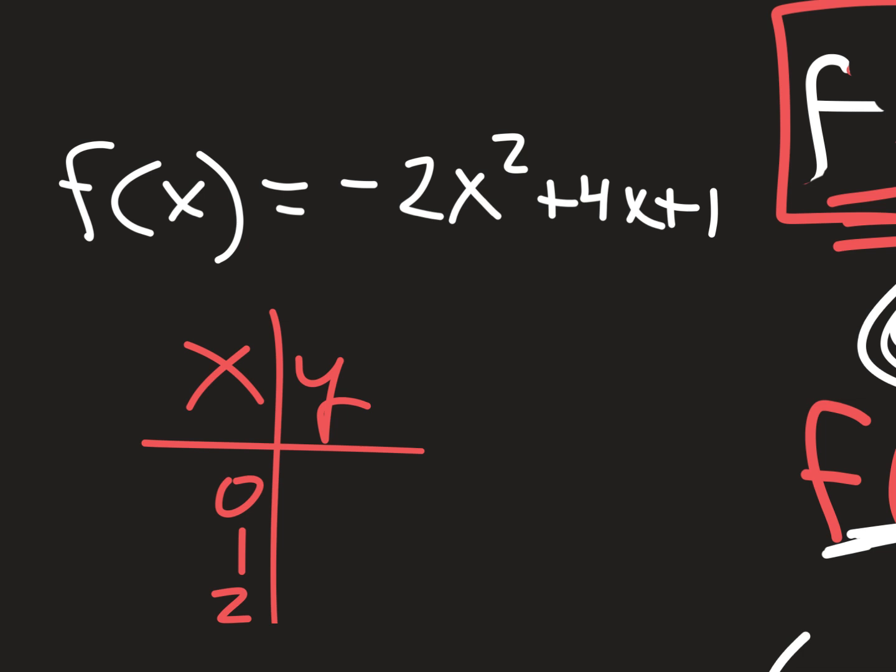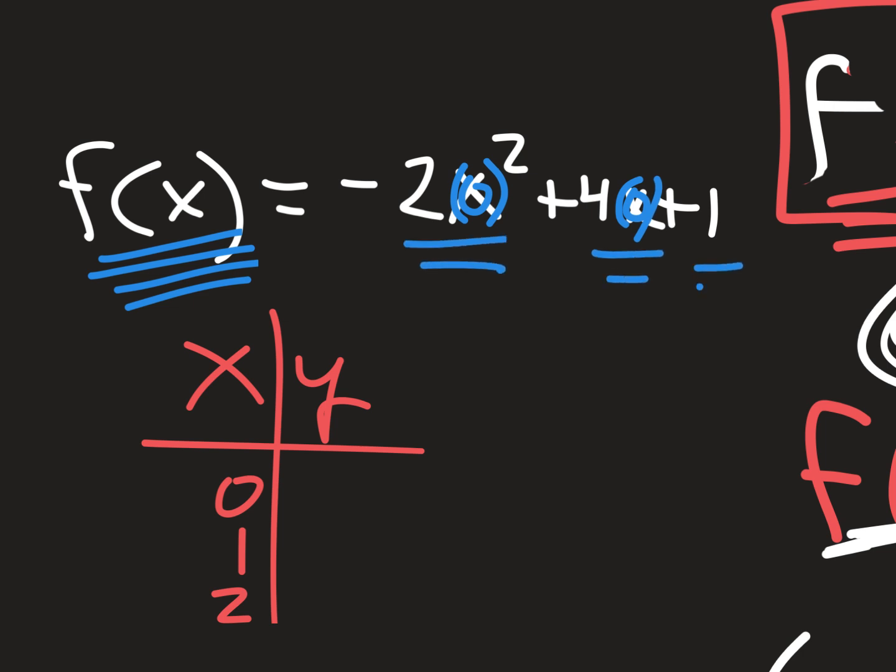And if I put in x as 0, I put a 0 here and here. And y, remember f of x is y. Y is, be careful now, 0 squared is 0 times negative 2, which is still 0, plus 0 plus 1, which is 1. (0, 1).